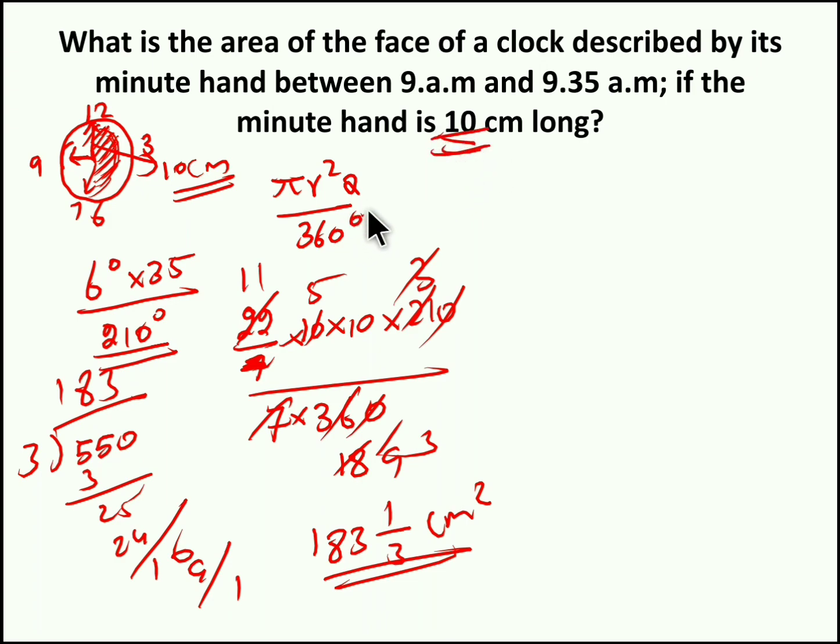Hope you understood the problem, right? To solve this type of problem, you need the basic idea about the concept of circle. We know area of circle is pi r square and area of the sector is pi r square theta by 360 degree. So when you know this formula, you can easily put in these values to get the answer. Now moving to question number 5.